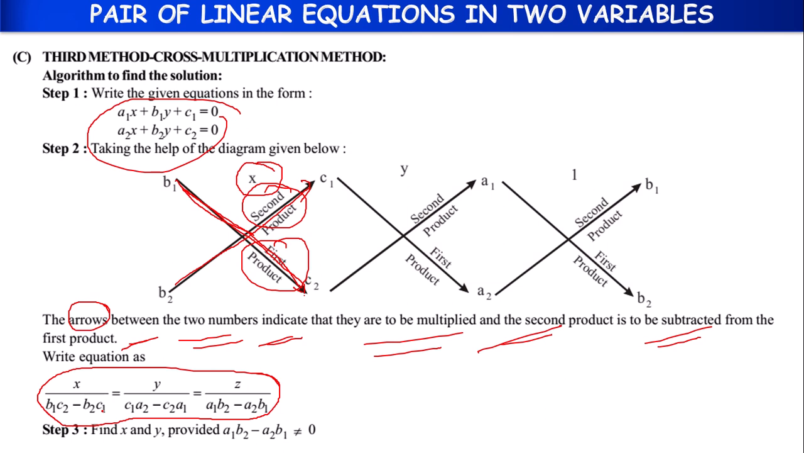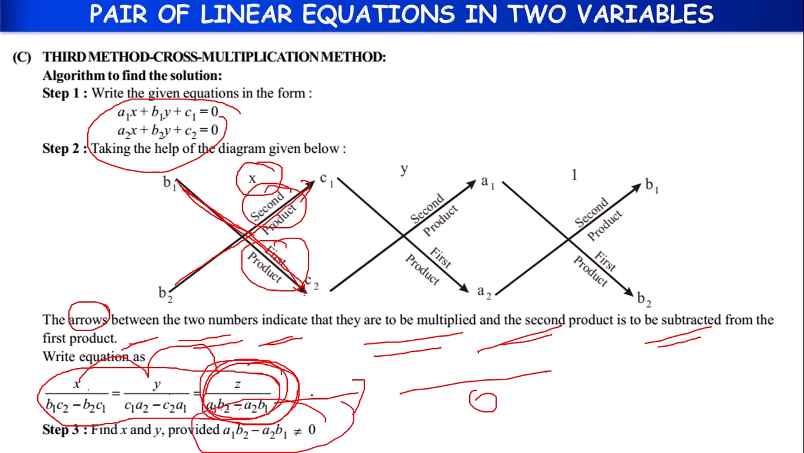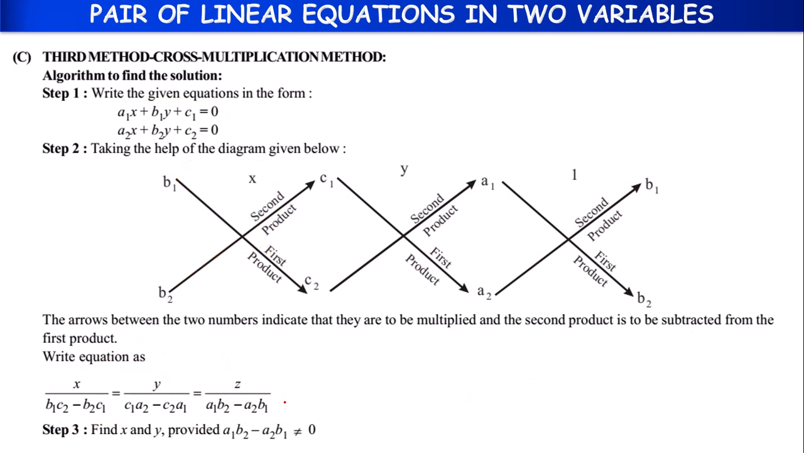Here, children, this denominator value a1 b2 minus a2 b1 will never be 0. If it is 0, this will be undefined and does not exist. Then, because these two are equal to this one, these two also do not exist. So we can find x and y, but the condition is that a1 b2 minus a2 b1 should not be equal to 0.